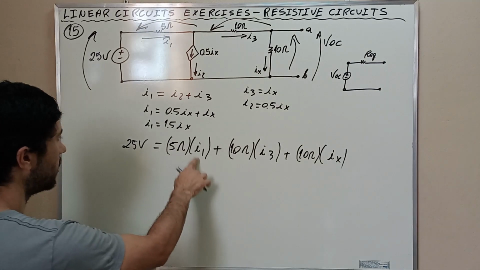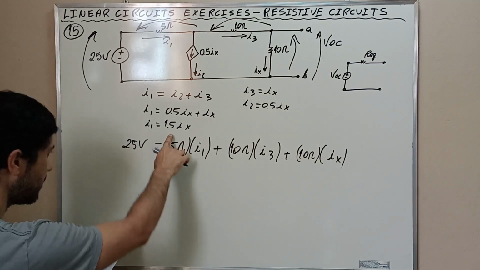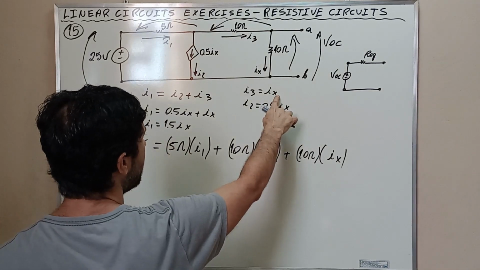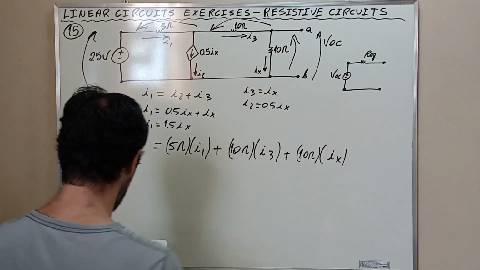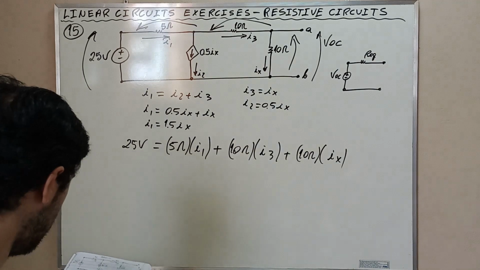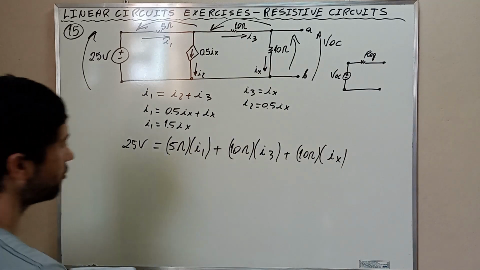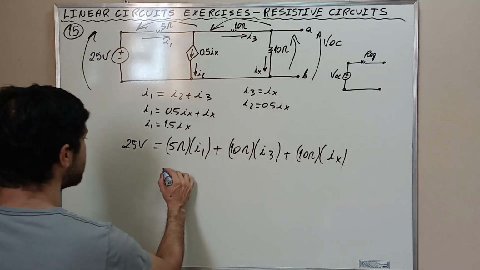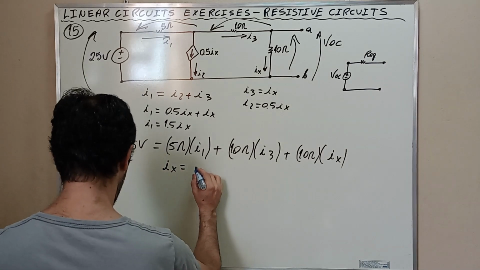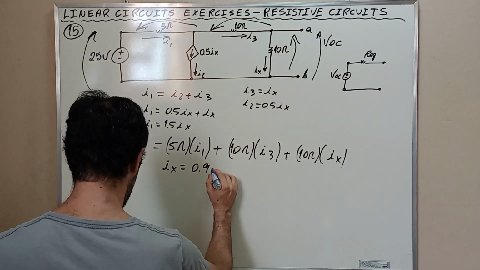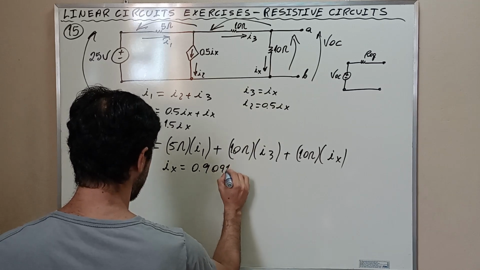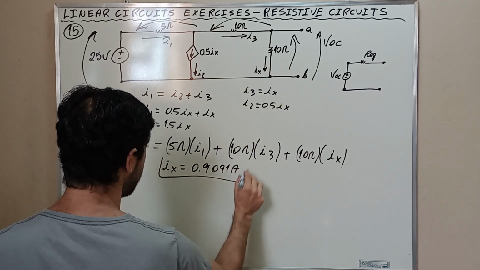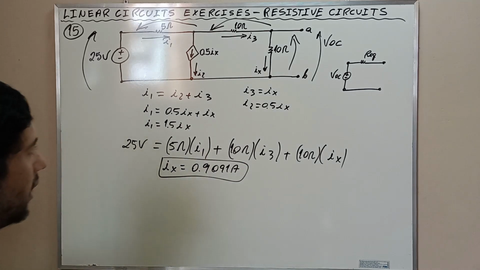Remember that I1 is 1.5 Ix. Remember that I3 is Ix, and Ix is Ix. Manipulating this is simple mathematics. We find that Ix is equal to 0.9091 amps. Okay, this is the value of Ix.